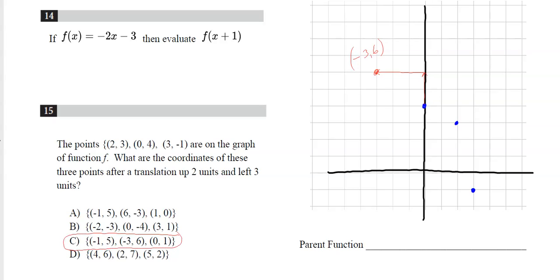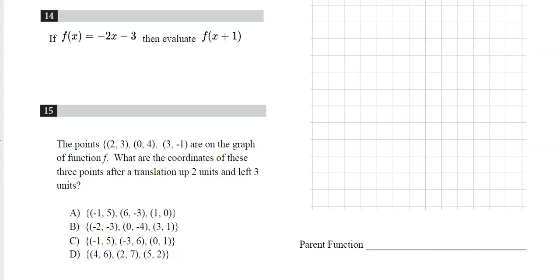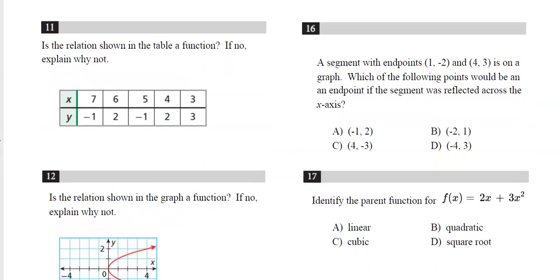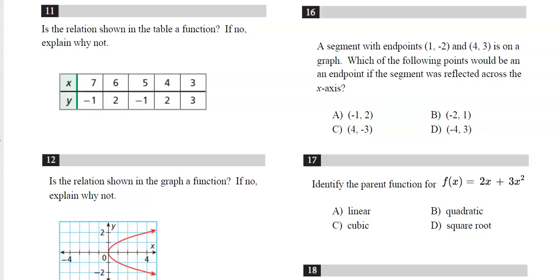I could verify the other ones. The 2, 3 is going to go up 2 over 3, which is going to be right there. And that one is at negative 1, comma 5. So that checks out. And the last one would check out if you did that as well. There's also ways you can do it with x and y's, but I'm going to just stick with good old-fashioned problem solving. Moving on down, number 16, a segment with those endpoints is on the graph.